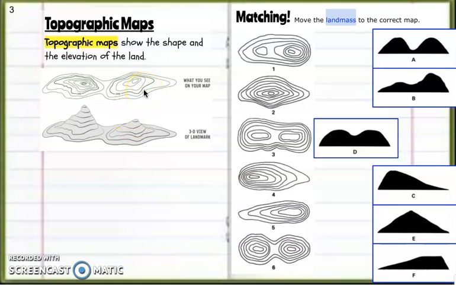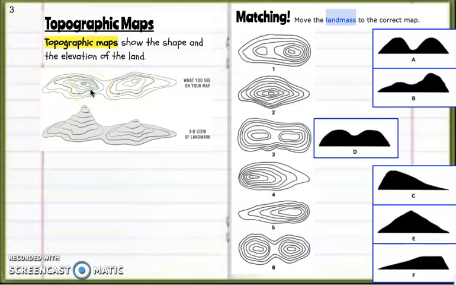If it's flat, it's going to show it a little bit flatter. If it's round, it's going to show it a little bit rounder. So here you can see that this one comes to a point, and then this one is not as pointy, not as steep. So on the map, you're going to see that it's kind of spread out. We're going to talk more about that. This one is steeper, so you can see that the lines are closer together. Again, we're going to learn about that.